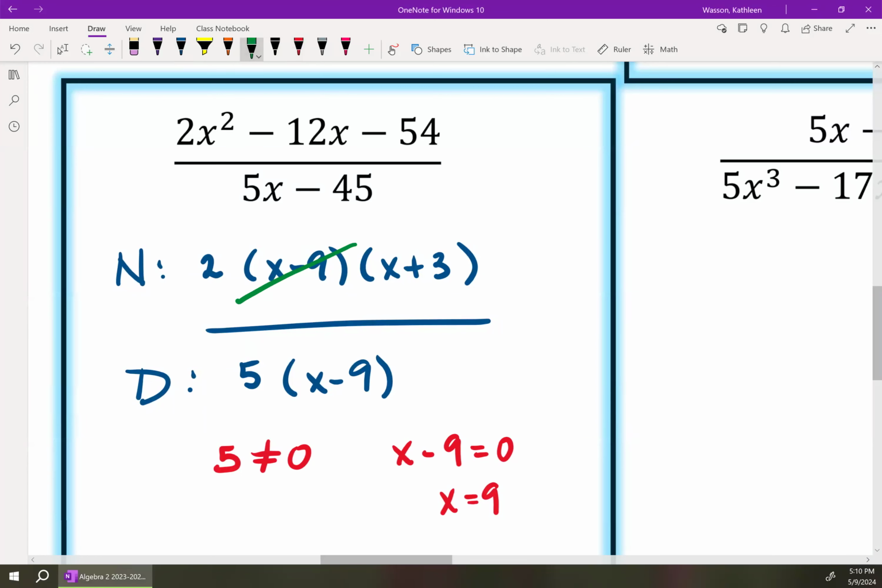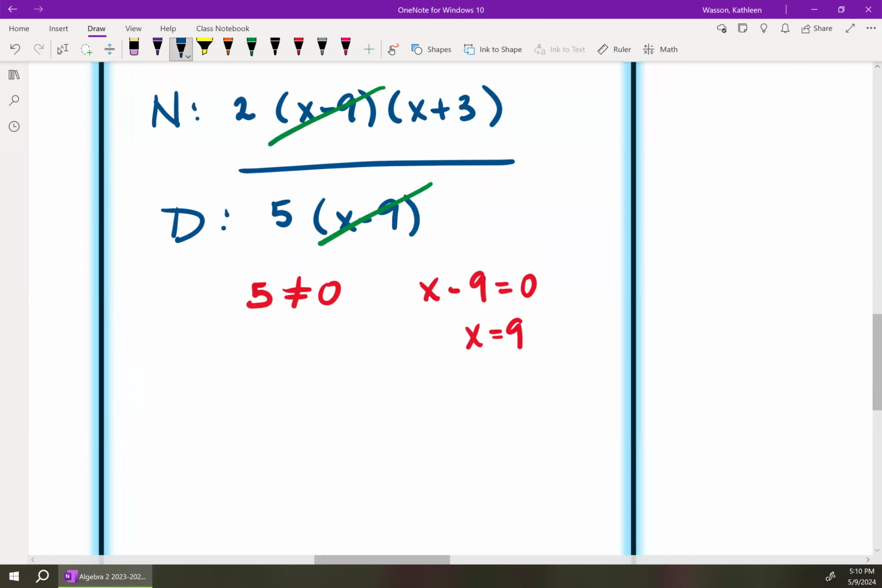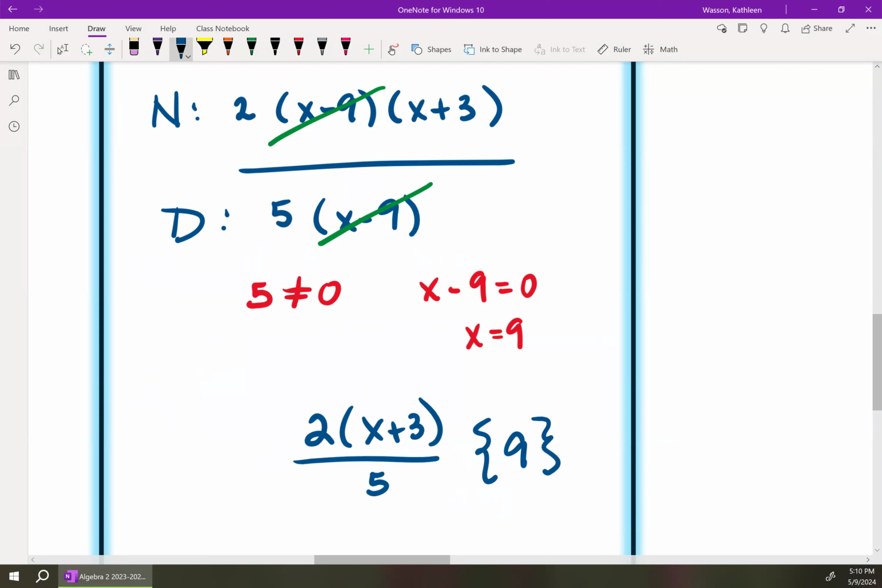I can reduce my fraction and divide by eliminating the common or the matching factors, and I can write my simplified fraction as 2 times x plus 3 divided by 5. And that's as long as I do not allow x to be 9.